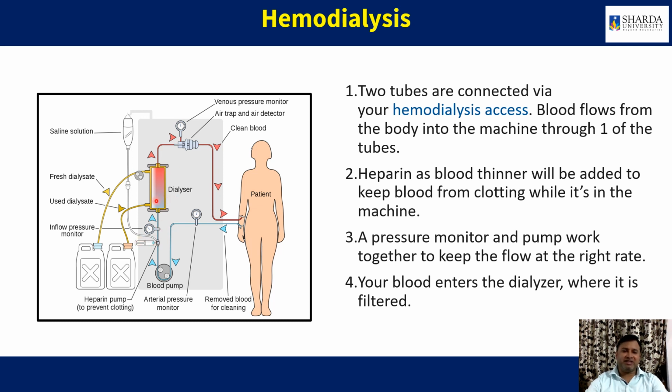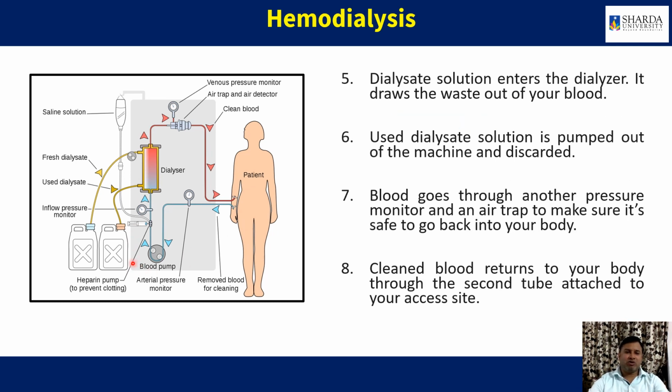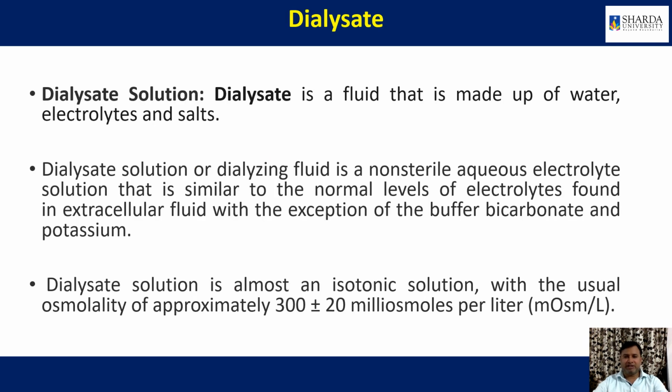When blood reaches the dialyzer, the other important thing is called dialysate. So dialysate is coming from this box or container to the dialyzer, and used dialysate is coming in another container. So in the dialyzer, diffusion and ultrafiltration occur, and after the purification, the blood goes to the body. Before entering into the body, it is also checked whether air is trapped or not, and venous pressure is also monitored here. So this is the basic mechanism of hemodialysis.